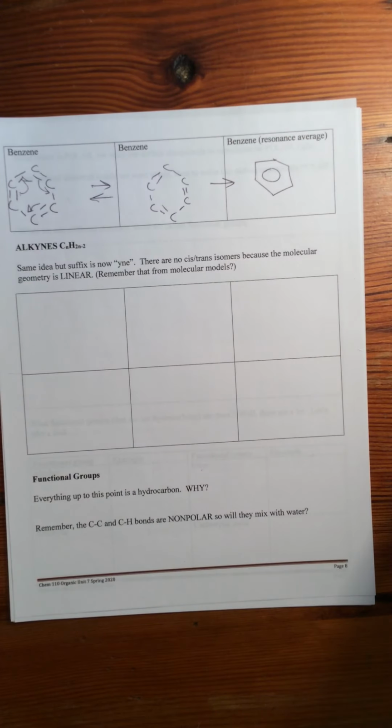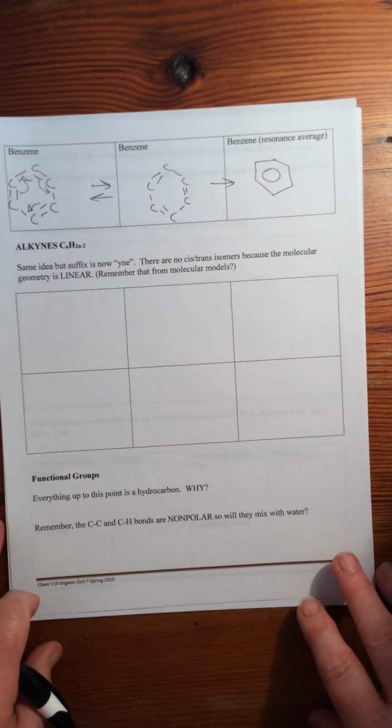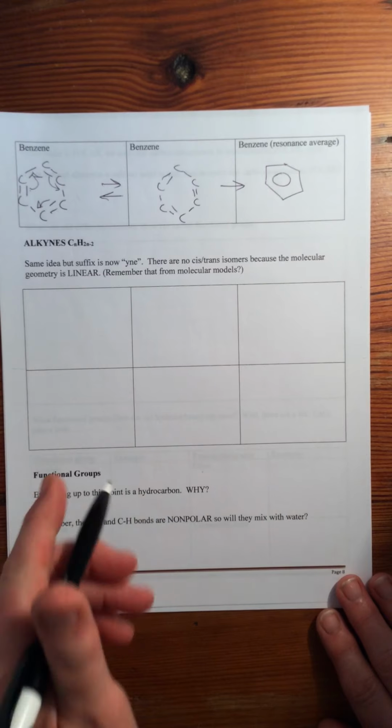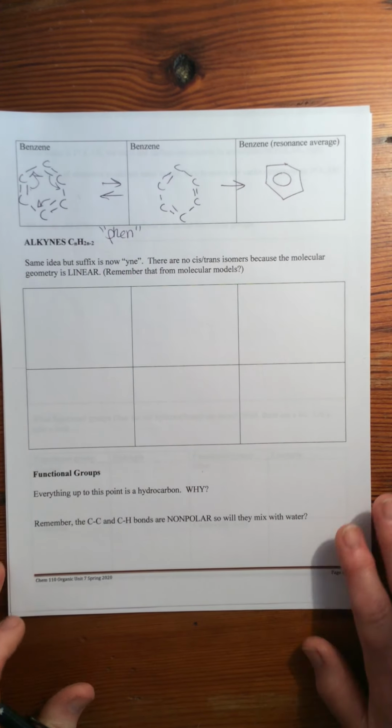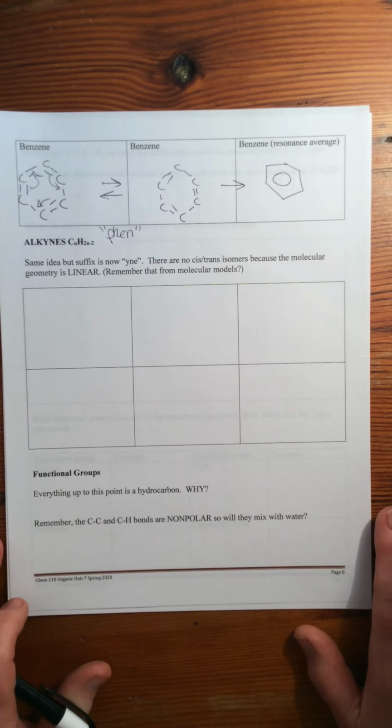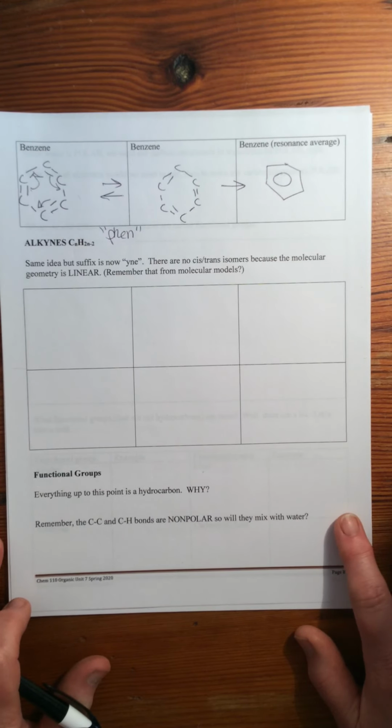Benzene is super, super important. You see benzene and benzene derivatives absolutely everywhere. You see them in a lot of pharmaceuticals. If you see the prefix or suffix phen, acetaminophen, or fen-phen, the drug, or fentanyl, that means it's a benzene or benzene derivative.